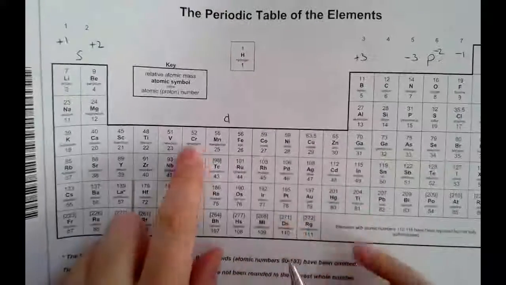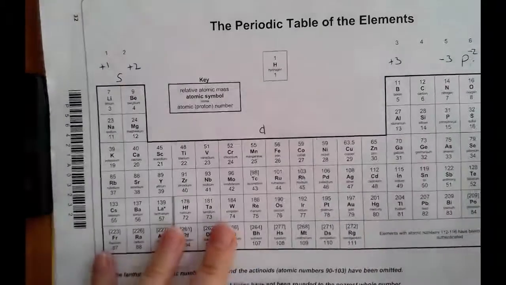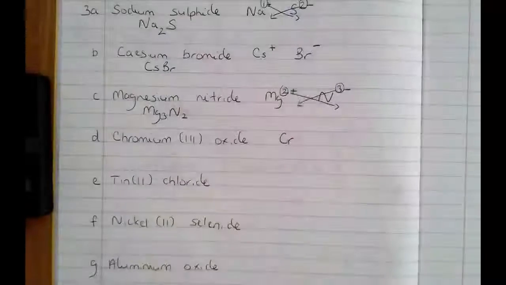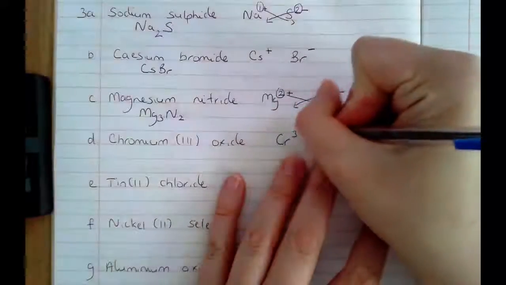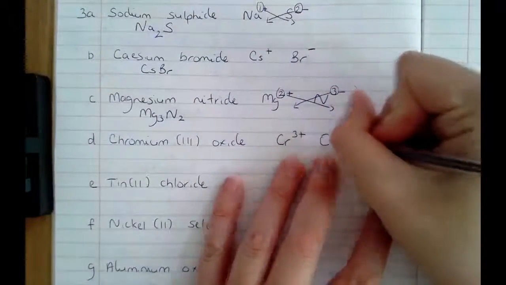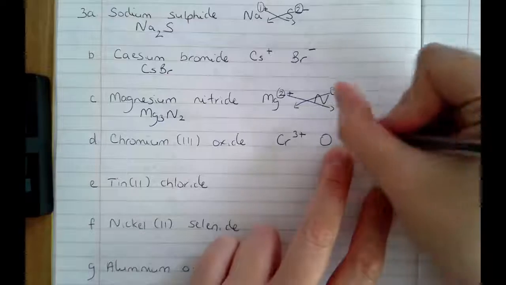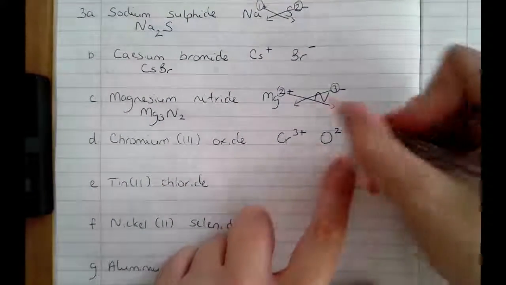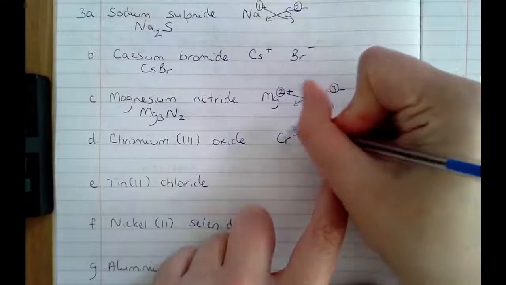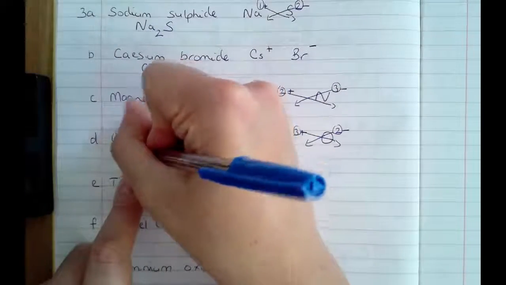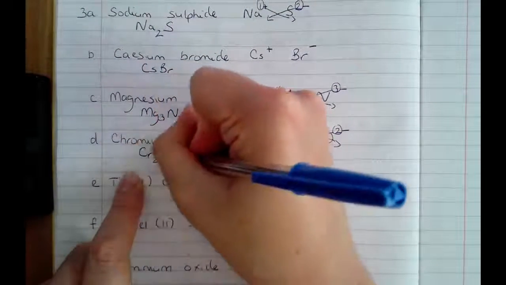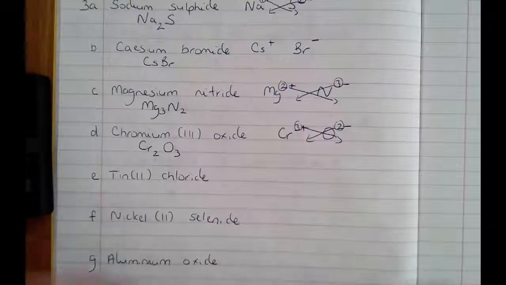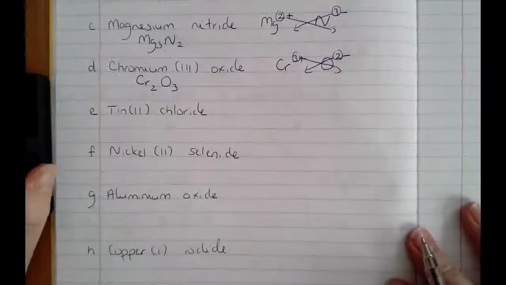Well, chromium is over here. It is a metal, and metals always lose electrons, so always form positive ions. Therefore, it is going to be 3+. Oxygen is in group 6, so I use my periodic table, and I see it has a charge of 2-. Again, these charges aren't cancelling, so I'm going to cross over just the numbers. I'm going to get Cr2O3.